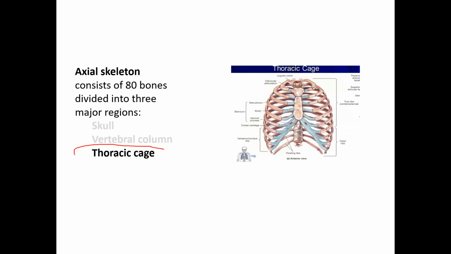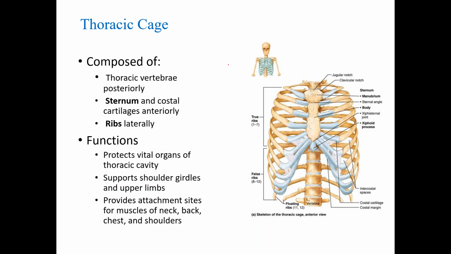Now we're going to talk about the thoracic cage. Okay, we're going to keep this one short and sweet. Few things to remember. Thoracic cage is composed of thoracic vertebrae posteriorly, okay, as essential part of connection, the sternum and the costal cartilage anteriorly, okay. Basically, we're talking about this. All in blue is the cartilage, all right. And then, of course, the ribs laterally, all right.